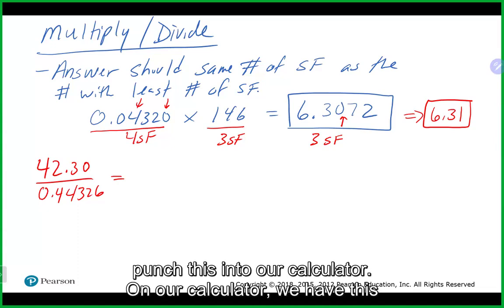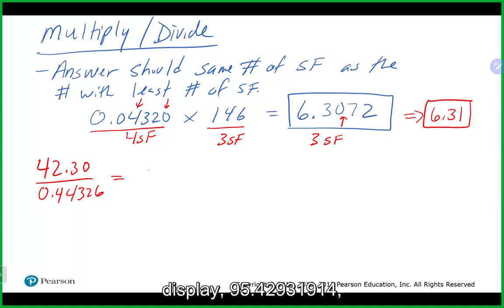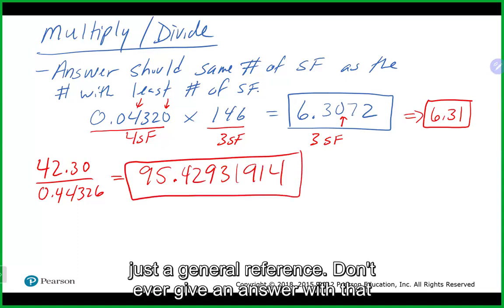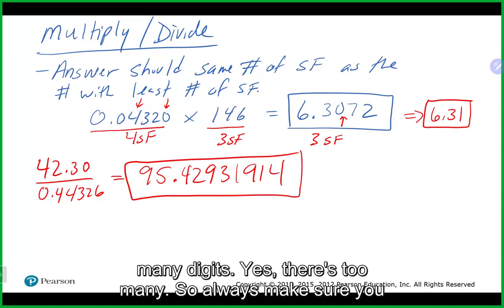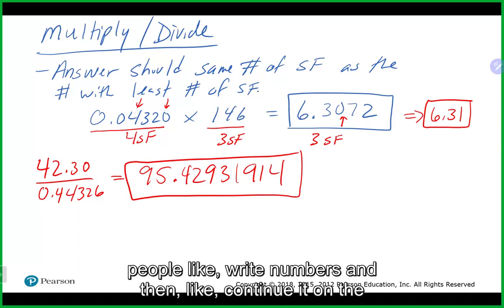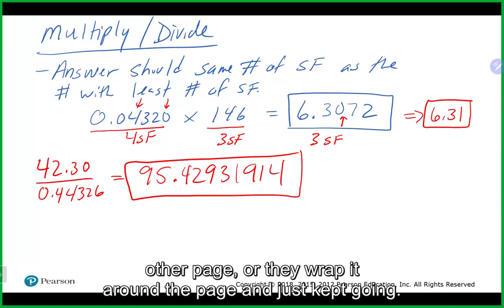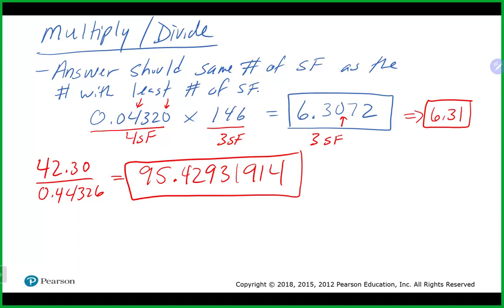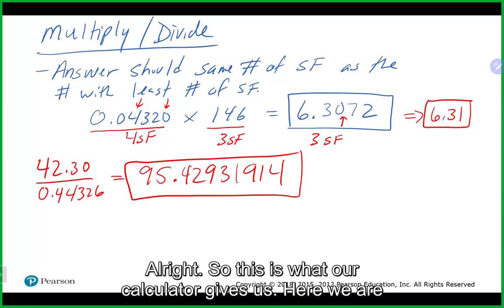Okay, so we punch this into our calculator. On our calculator, we have this display: 95.429319114. Just a general reference: don't ever give an answer with that many digits. That's too many. I say that because I've had people write numbers and then continue on the other page, or they wrapped around the page. It just kept going. All right, so this is what our calculator gives us.